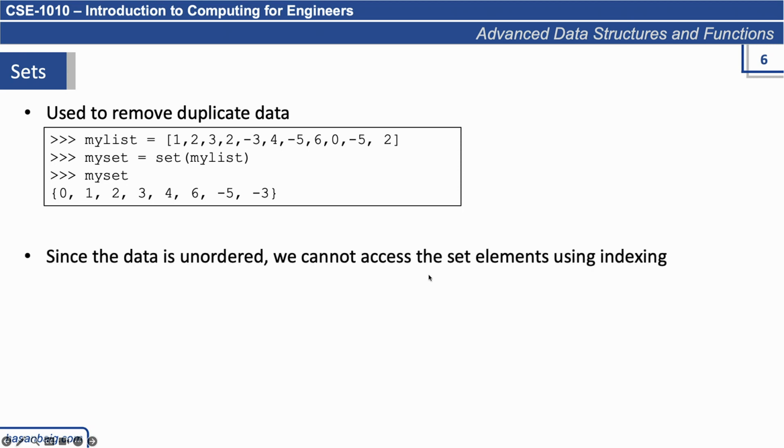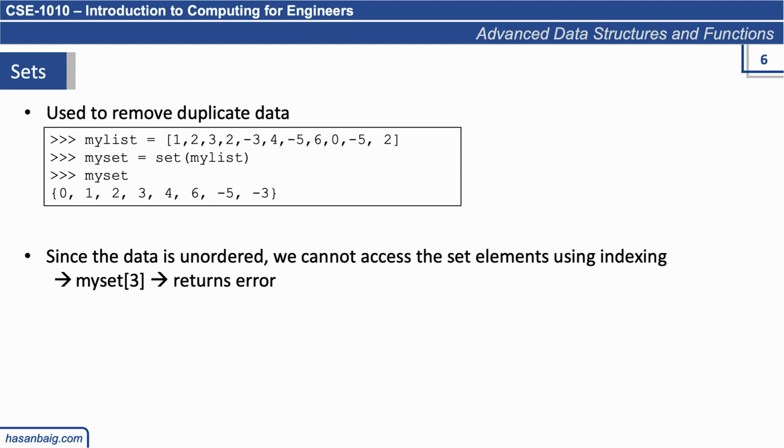Since the data is unordered, we cannot access the element using indexing. So my set 3 returns an error because we cannot access any element by specifying the index value. Yeah. So would it always be randomized? Like if you ran it two different times, it would be different each time.